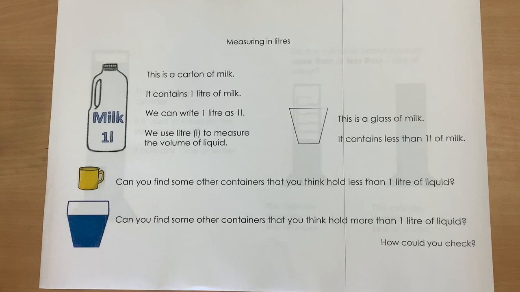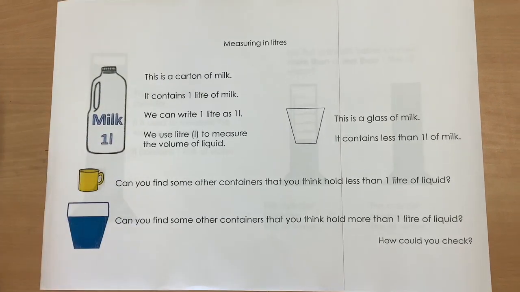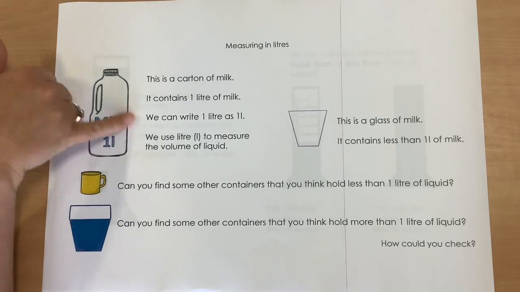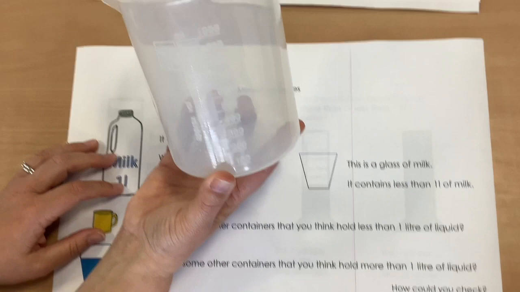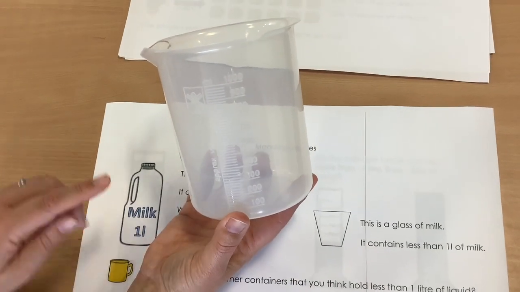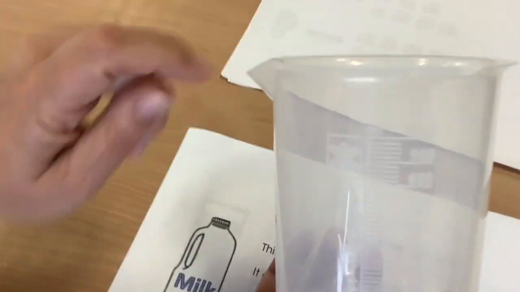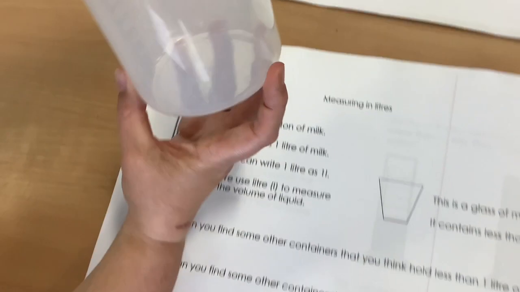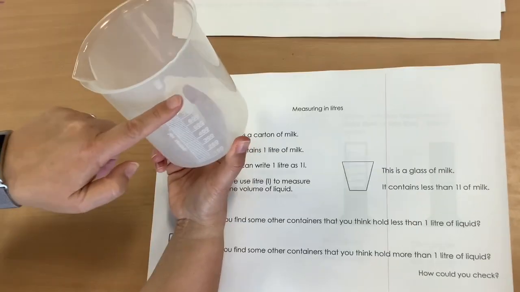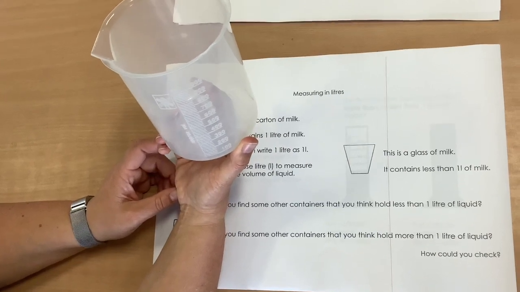Hopefully you may have a measuring jug, as I mentioned yesterday, or you might have some milk cartons in your fridge. Now this is an illustration of a 1 litre milk carton, and here is a 1 litre measuring cylinder. Now it actually says 1000 millilitres, but that is the same as 1 litre. If we filled it up to this line, that would give you an idea of what 1 litre of fluid looks like.